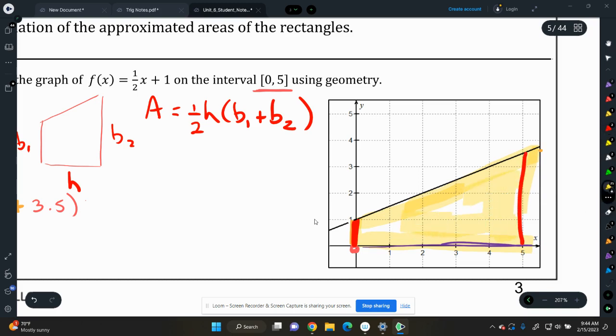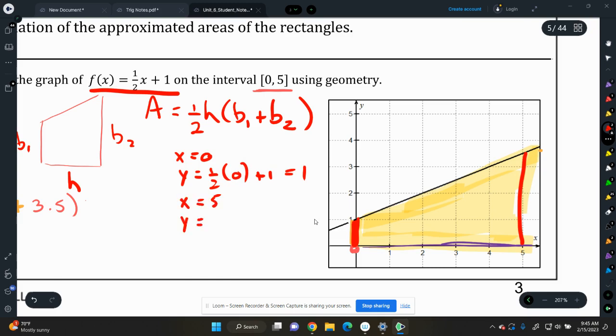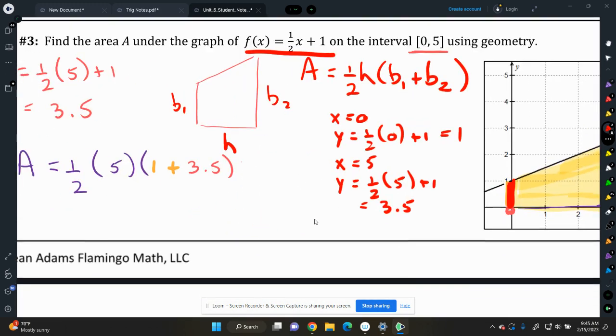Okay? So we take the X value, and it said to do it on the interval from 0 to 5. So when X is 0, Y is equal to 1/2 times 0 plus 1. That comes from this function, which is 1. So that's B1. B2 is when X is 5, and Y will be 1/2 times 5 plus 1, which is 3.5. Okay? That's where I get the B1 and the B2.